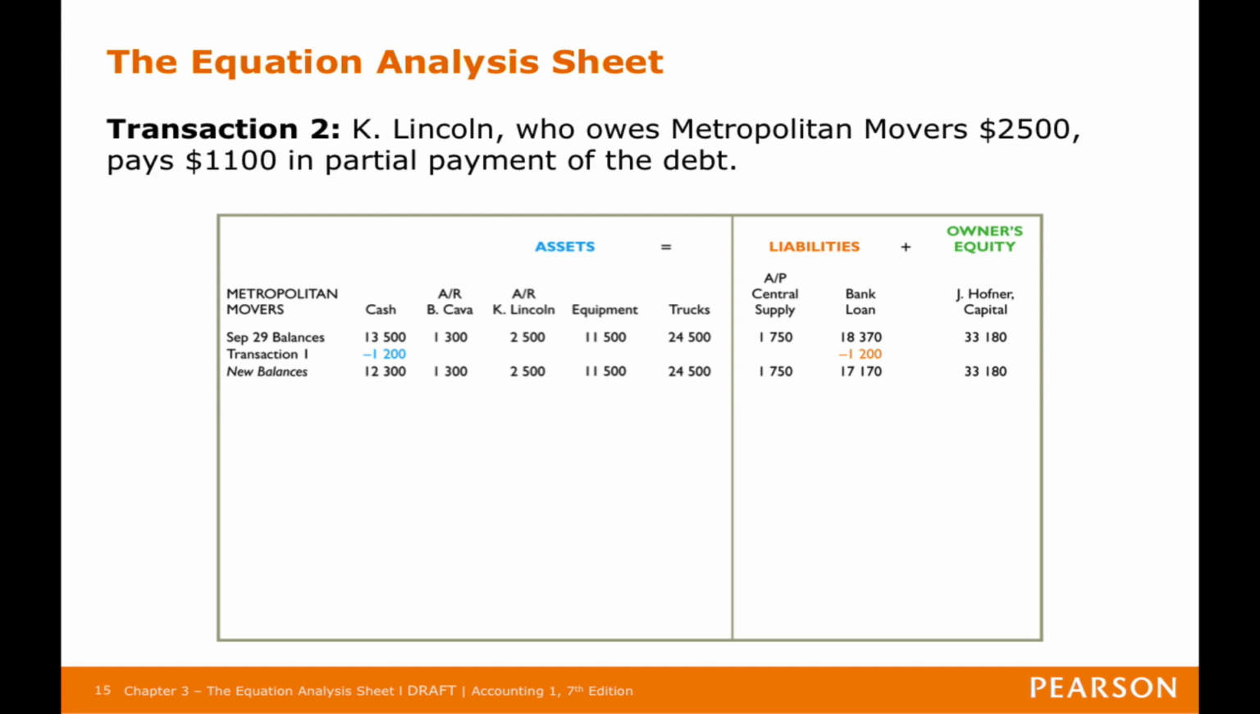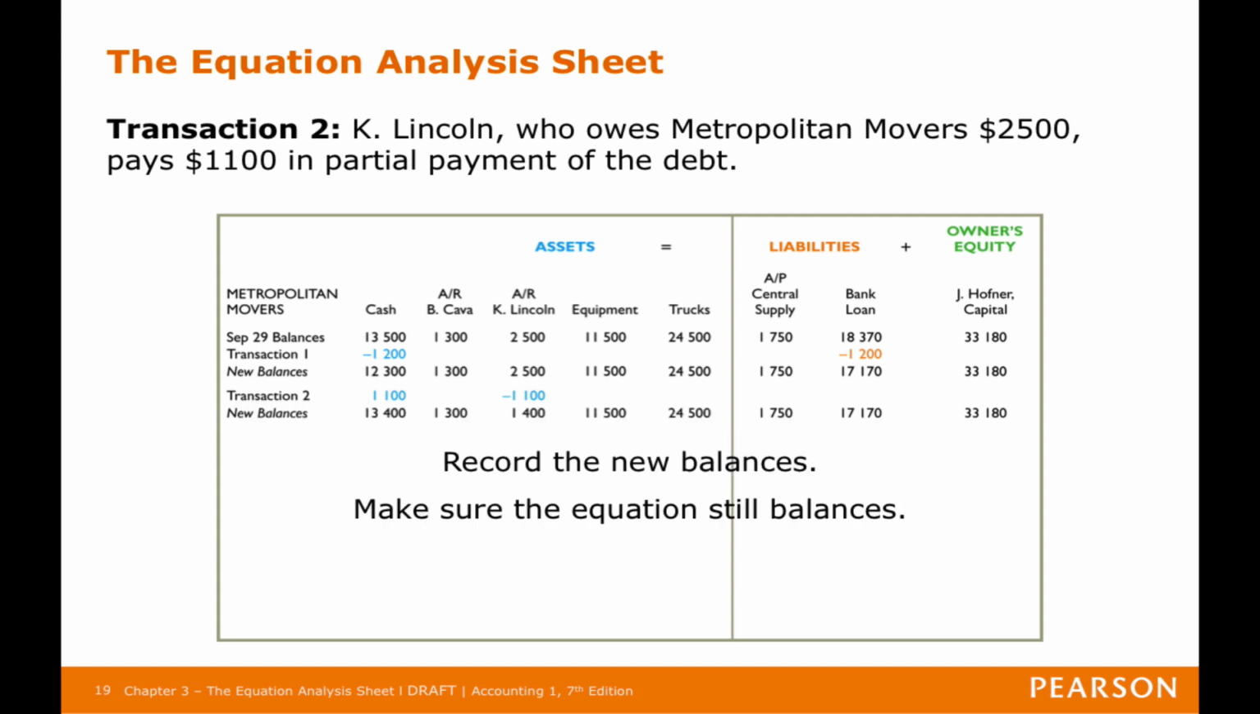Now we can move on to transaction 2. K. Lincoln, who owes Metropolitan Movers $2,500, pays $1,100 in partial payment of his debt. So the same process applies. We record changes to the appropriate items. In this case, we're receiving $1,100 from K. Lincoln, so our cash asset increases by $1,100, and K. Lincoln is paying down his accounts receivable. So we decrease K. Lincoln's accounts receivable by $1,100. Once that's done, again, we will record the new balances and make sure that the equation still balances.